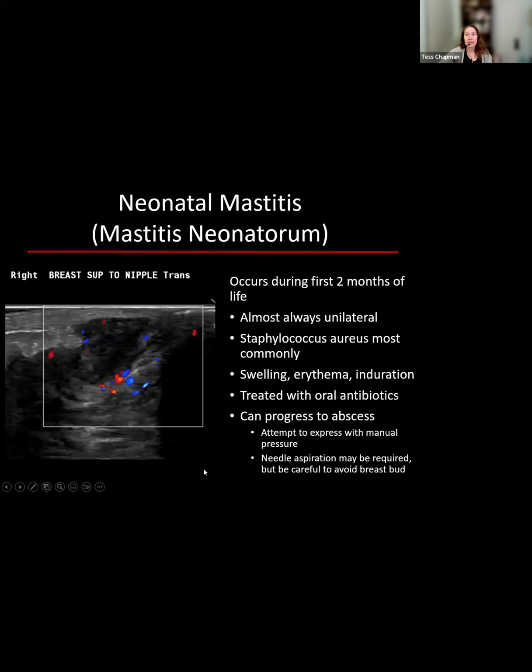So with neonatal mastitis, this will again occur during the first 2 months of life. It's almost always unilateral. Staphylococcus aureus is the most common infectious agent. There's swelling, redness, it's firm. It can be treated with oral antibiotics, but it can progress to abscess. And when there is an abscess in the neonatal breast, just expressing that pus using manual pressure is best, because again, we want to avoid any needle in or around the breast bud. We don't want to damage the breast bud. So whenever possible, avoid any needle puncture of a baby's breast tissue.